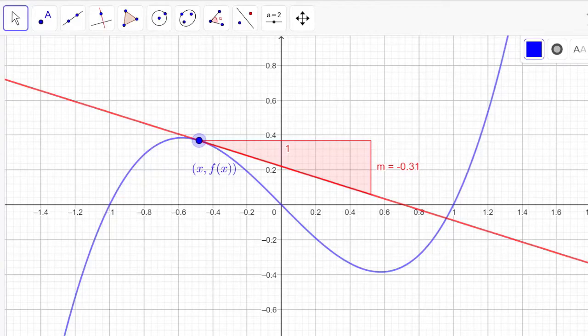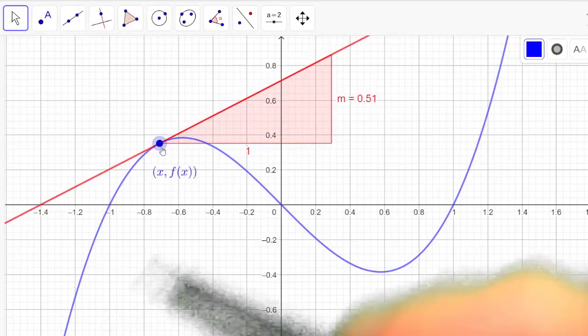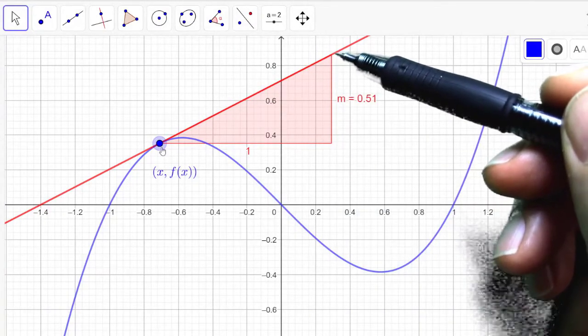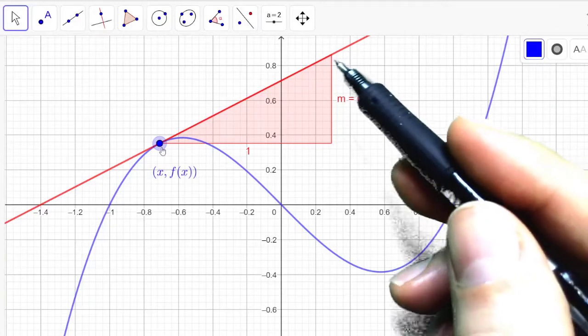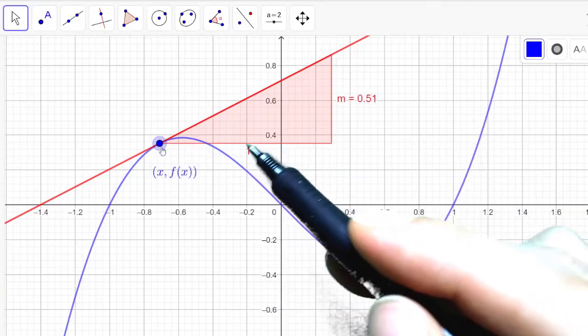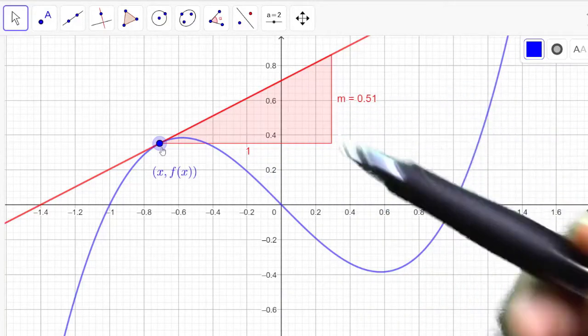If I move the point over here, we get a different tangent line, and you see the slope is positive. I have to go up 0.51 units to get to the line. And this makes sense because slope is just rise over run, and if you make the run equal to 1, then the slope is just equal to the rise. Right, so that's what we're seeing here.